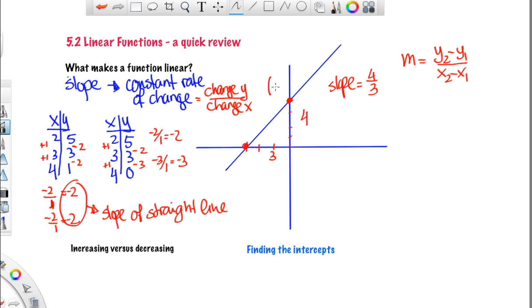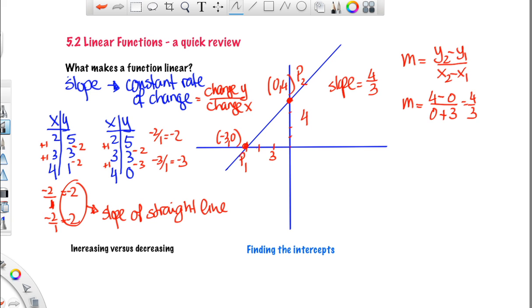So this point here would be 0, 4, and this point here would be a negative 3, 0. So do I get the same answer? So let's call this point 1 and this point 2. So it says y2, which is 4, minus y1, which is 0, divided by x2, which is 0, minus x1, so the x value on the first point is a negative 3, and minus a negative 3 ends up being plus 3, and so you get 4 over 3 as well. So it is all connected.